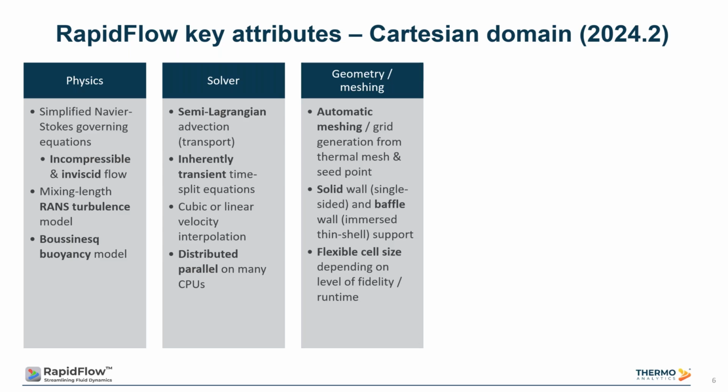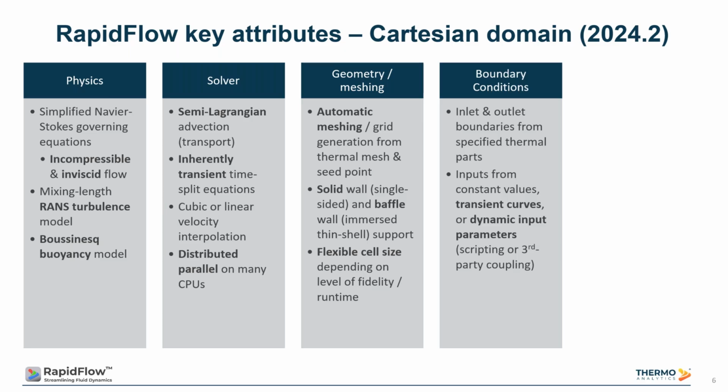For the geometry and meshing of RapidFlow, again, we try to do that automatically based on the thermal mesh that you'd already have as part of your TAITherm model. And that involves just setting the seed points and generating an internal or external flow domain automatically based on user parameters. The geometry that bounds the fluid domain can be defined both by solid single-sided walls and baffle or two-sided thin shell walls. The baffle support is a new feature as of the 2024.2 release. And again, we want to be flexible in terms of cell size, depending on the amount of fidelity or the simulation performance the user wants. We can use pretty coarse or pretty fine cell sizes correspondingly.